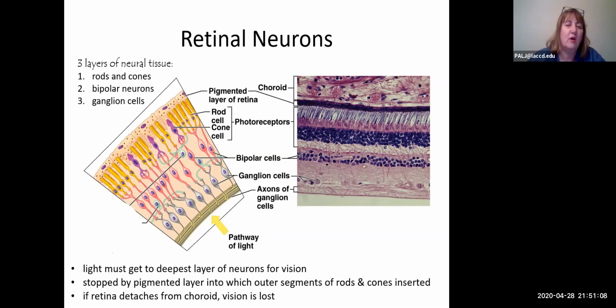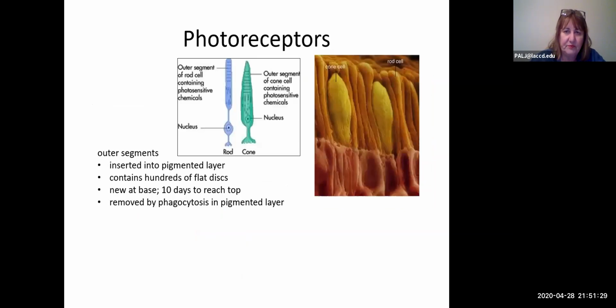All right. So light must get all the way to the deepest of the 3 layers of neural tissue in order to activate the photoreceptors, but light is prevented from going into the choroid or sclera or into the back of your brain or wherever you think it might be going because of that pigmented layer. And if that retina detaches from the choroid, you will lose your vision.